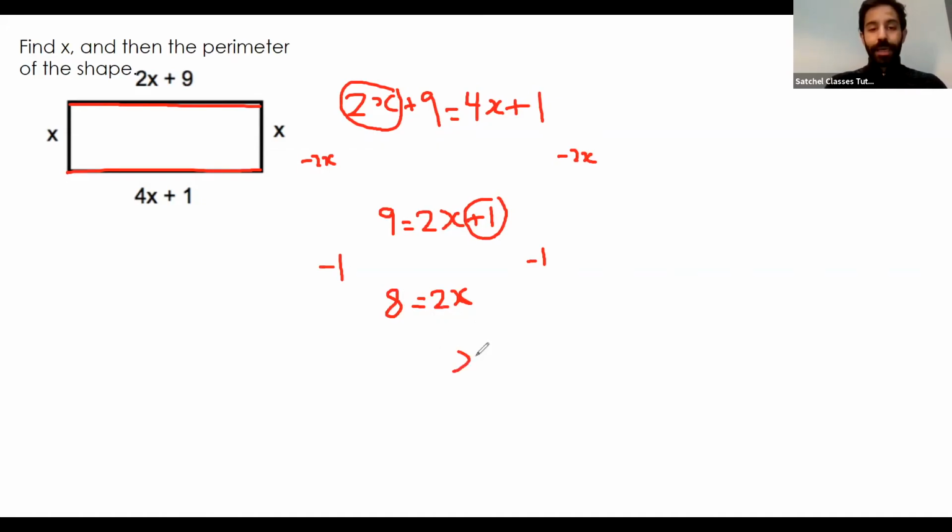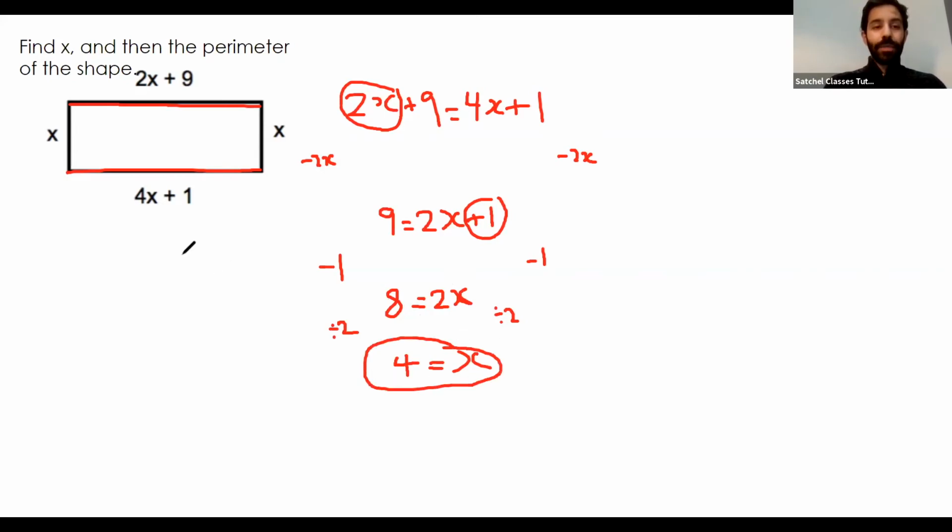So x will be equal to 4. And that's because to get rid of the multiplication by 2, we should divide both sides by 2. 2 divided by 2 is just 1. So we're left with 1x, and 8 divided by 2 is 4. So x is equal to 4.